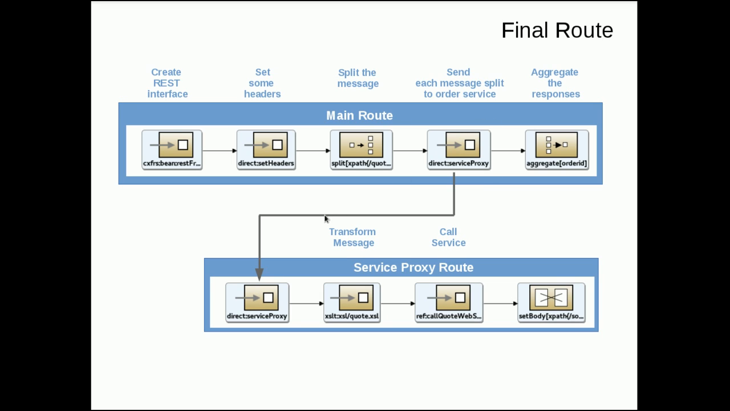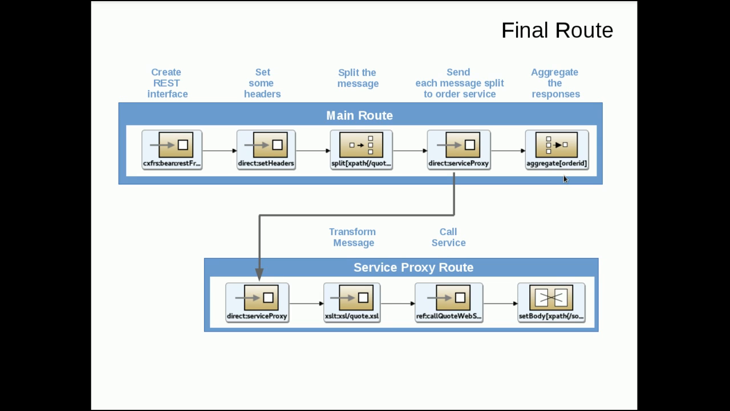Here's where I call the back-end quote service. So I'm calling out to another route using a direct call. I'm just going to transform that message, send it onto our back-end web service, and do a bit of transformation to come back. And the final piece, I'm going to aggregate the responses coming back. So in all, it's a fairly simple route.